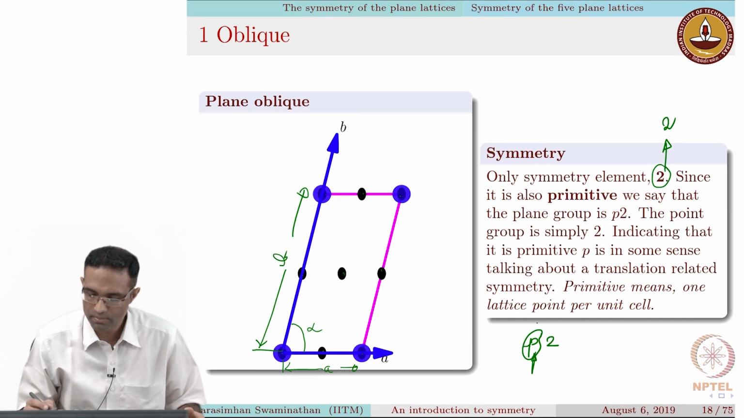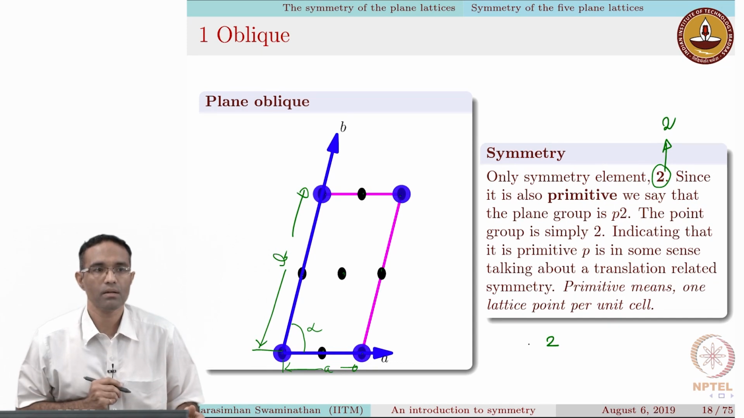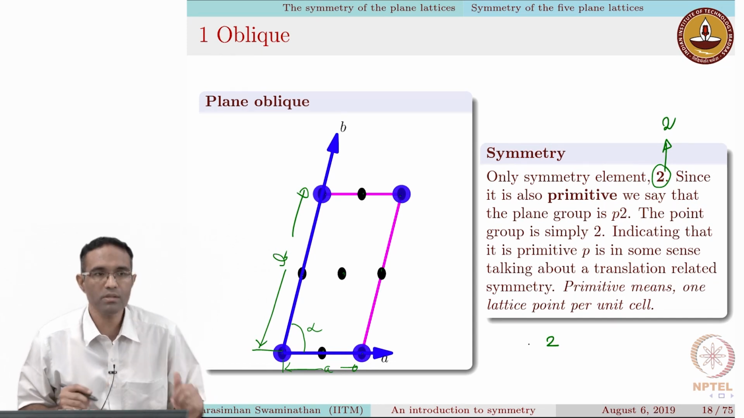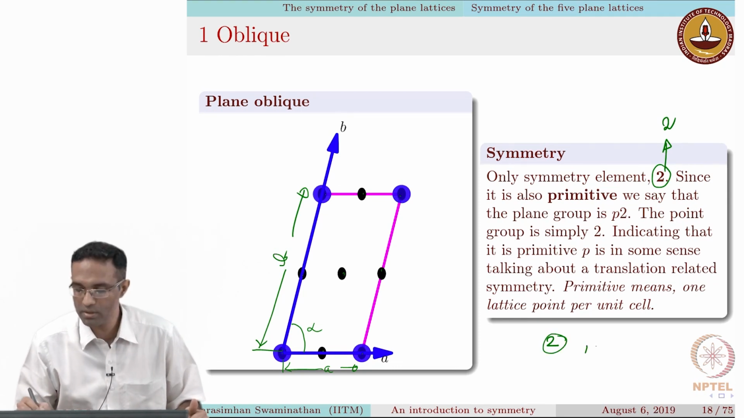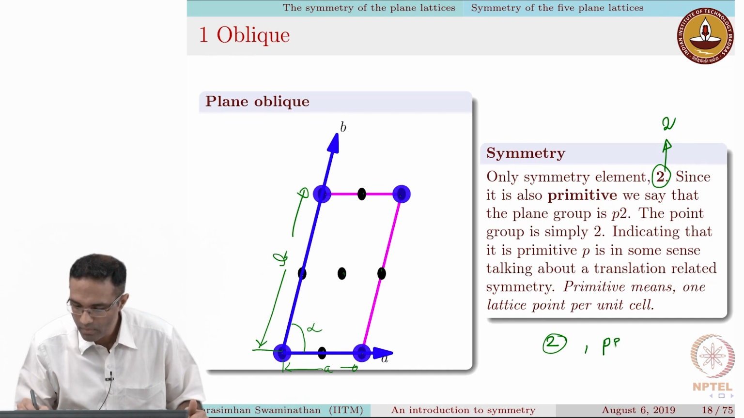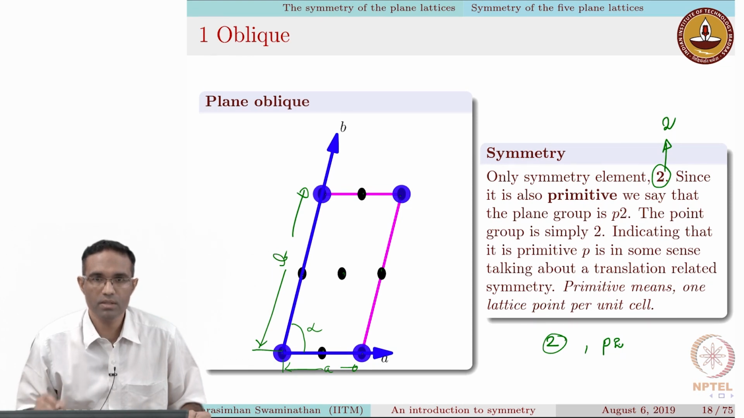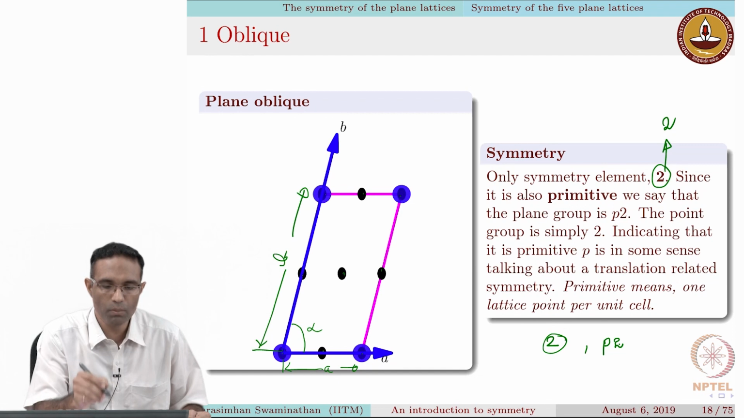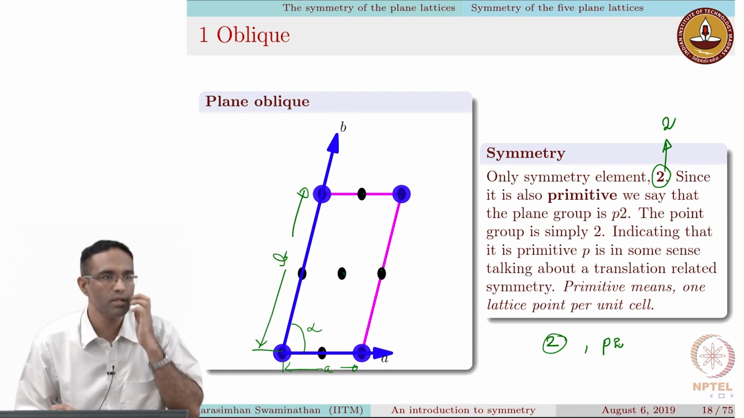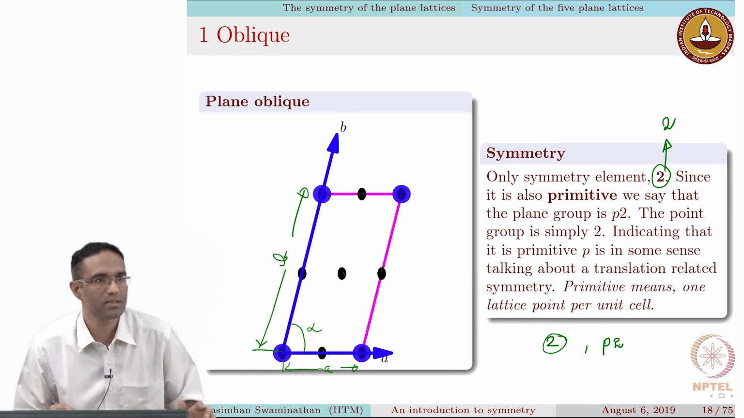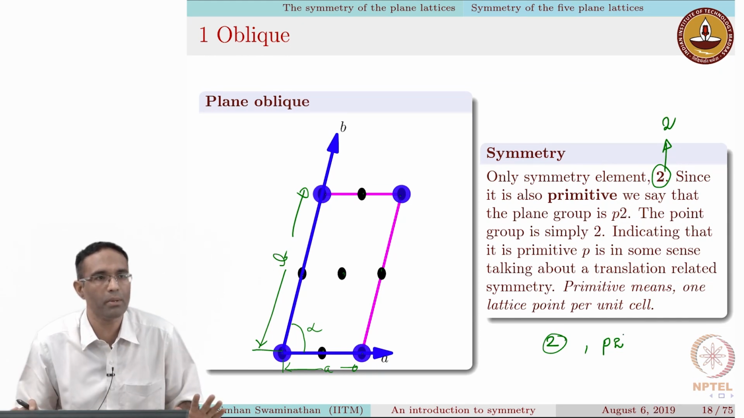If I remove this, what is remaining? Just 2. So the point group is 2, the space group is P2. Okay, P2. This is the symmetry of the plane oblique Bravais lattice, which is the first plane Bravais lattice. This is called the Hermann Mauguin symbol. There is no other symmetry element that is actually present here.